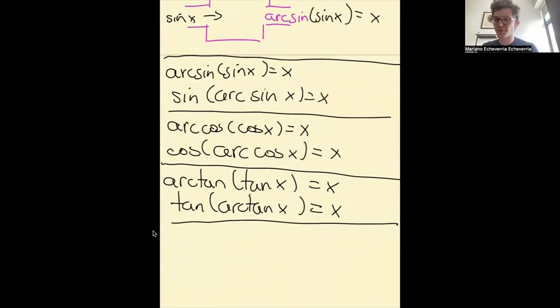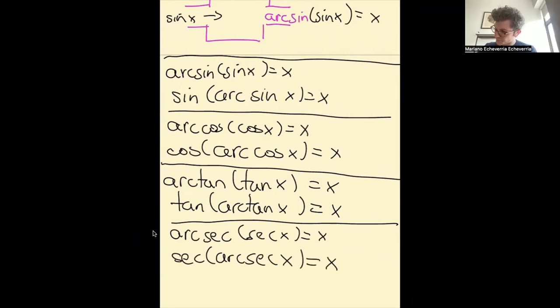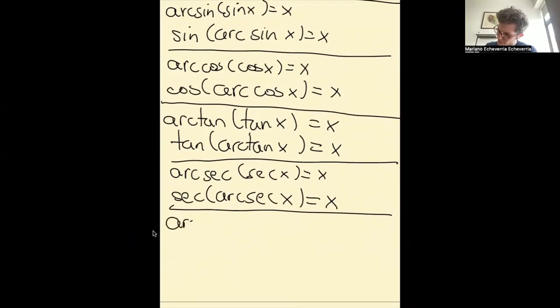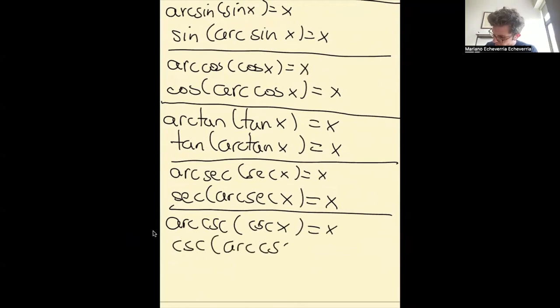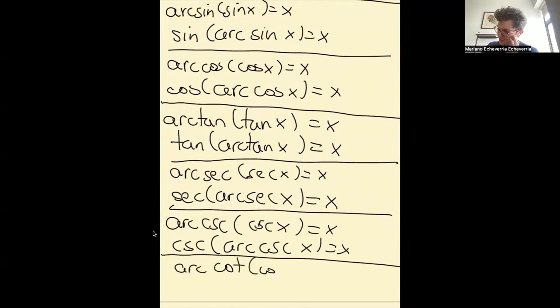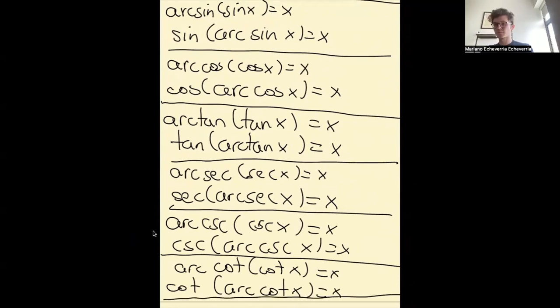Okay, and then you have the same for the other three: arc secant, or secant of arc secant of x equals x, arc cosecant of x, cosecant of arc cosecant of x equals x, and finally arc cotangent, or cotangent of arc cotangent of x equals x. Okay.